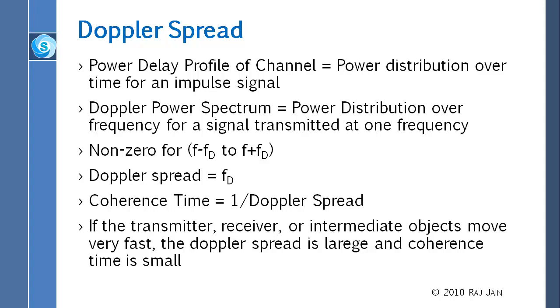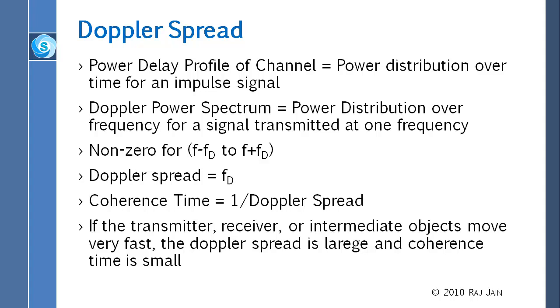Doppler spread is the change in the perceived frequency when the receiver is moving, or the transmitter is moving. It doesn't matter which one is moving. And so the Doppler power spectrum is the power distribution over the frequency. If the power spectrum is non-zero from F minus FD to F plus FD, then we say the Doppler spread is FD. And the inverse, 1 upon FD, is called the coherence time, the period in the time domain for which the frequency or power is constant. So 1 upon FD is called coherence time.